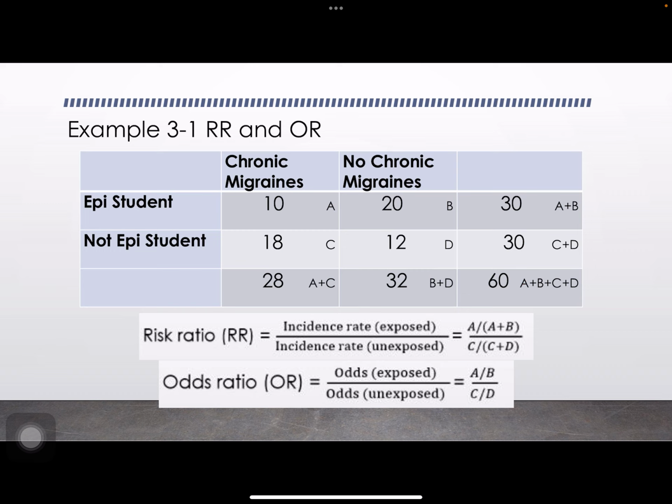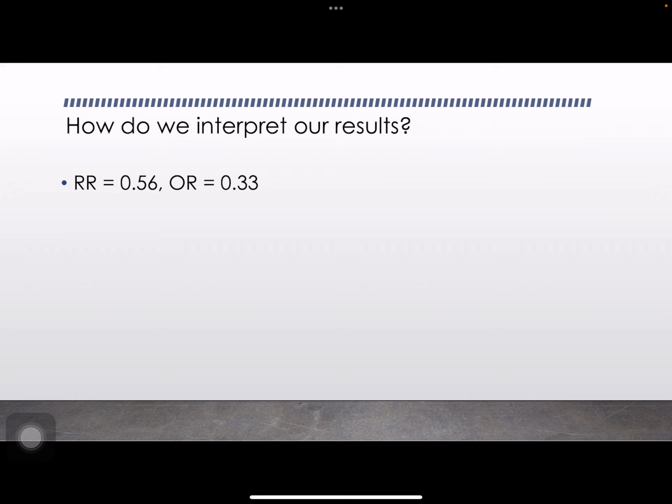Now using our complete 2x2 table, let's find both the risk ratio and the odds ratio. Here are the formulas to help you calculate these. Take a moment to pause the video and see if you can find both answers on your own. Please round to the nearest hundredth. Now here are the answers you should have ended up with. Take a moment to think about how you would report these in words.